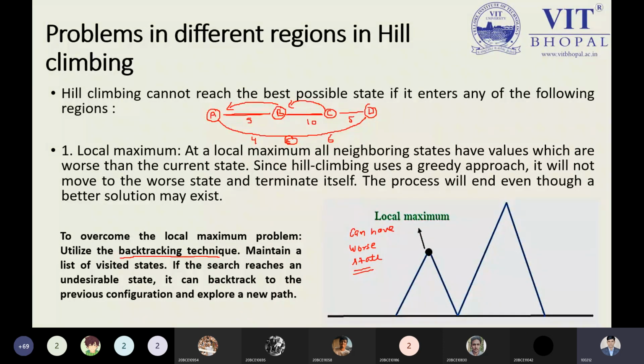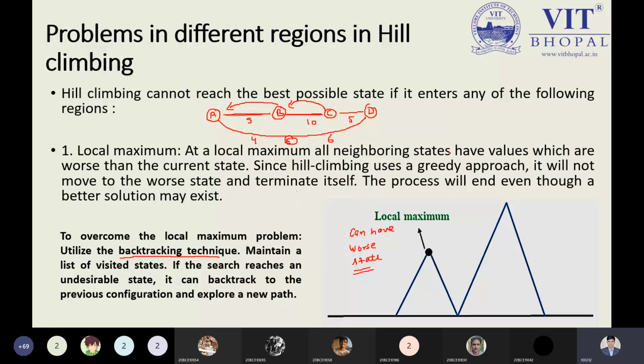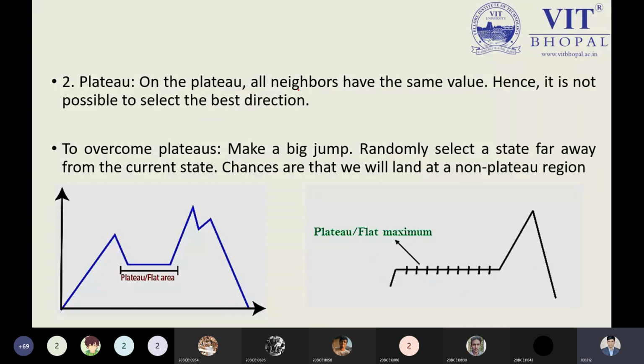I have already explained the same thing. Now this is clear. The problem is clear. What could be the various problems? The first one I'm talking about is the local maximum. Now it is clear. Is it clear or not? Yes, sir. Okay. The next one is the plateau.